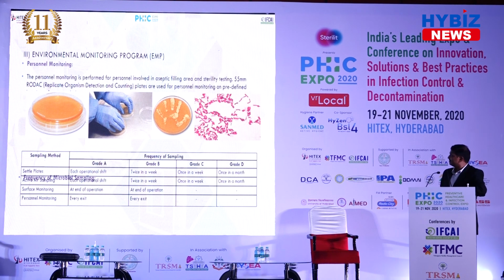And these are the frequencies of environmental monitoring, wherein for settle plates, grade A is each operational shift, grade B twice in a week, grade C once in a week, and grade D once in a month. And for active air sampling, each operational shift for grade A, twice in a week for grade B, once in a week for grade C, and similarly for grade D it is once in a month. Surface monitoring, as I said in the previous slide, is at the end of operation, and personal monitoring is at every exit in the sterile manufacturing areas.